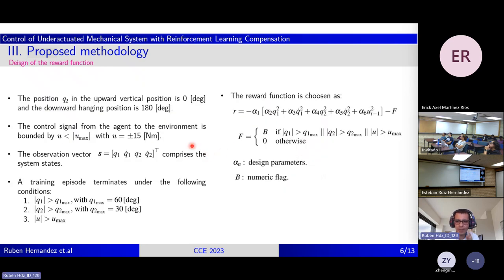Okay, to stabilize the pendulum in the upward position, it's necessary to make some considerations to design the reward function. One way to do this is to define the maximum values that the states can take according to their physical limits in order to set the conditions required for the learning phase. So in this case, we use a reward signal based on quadratic terms, which simplifies adjustments and enhances the chances of training a successful policy.